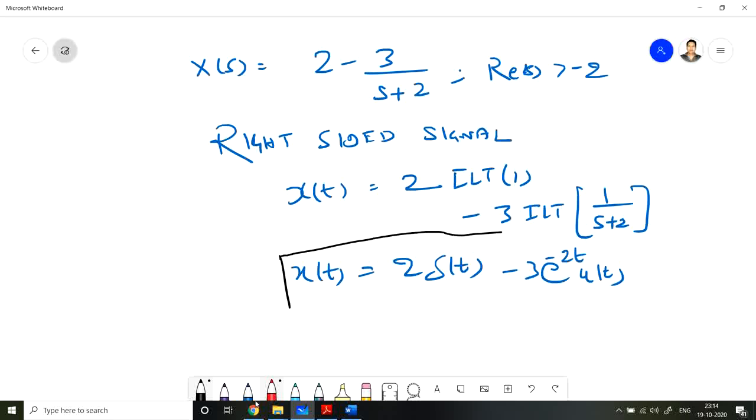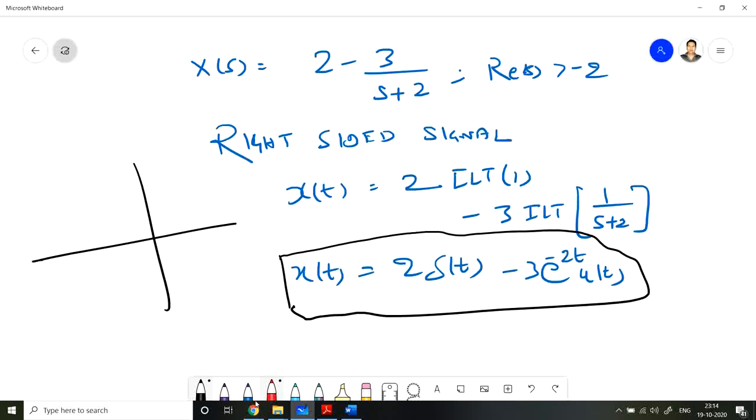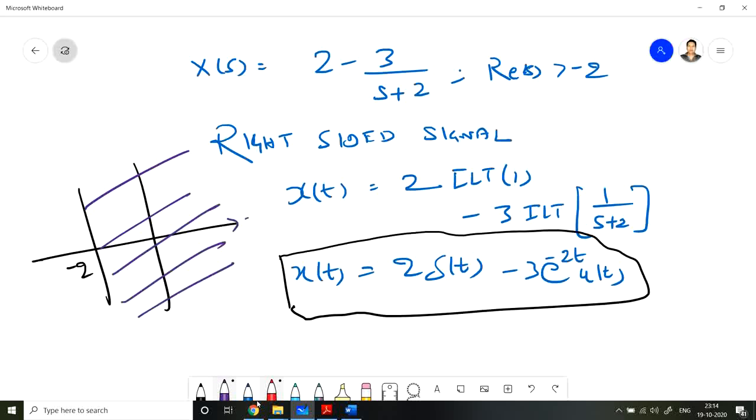This is our x(t). Now we can see that we have a pole at minus 2 and the ROC is like this. So if we discuss the stability, the ROC is containing the j omega axis. So basically it is a stable system.